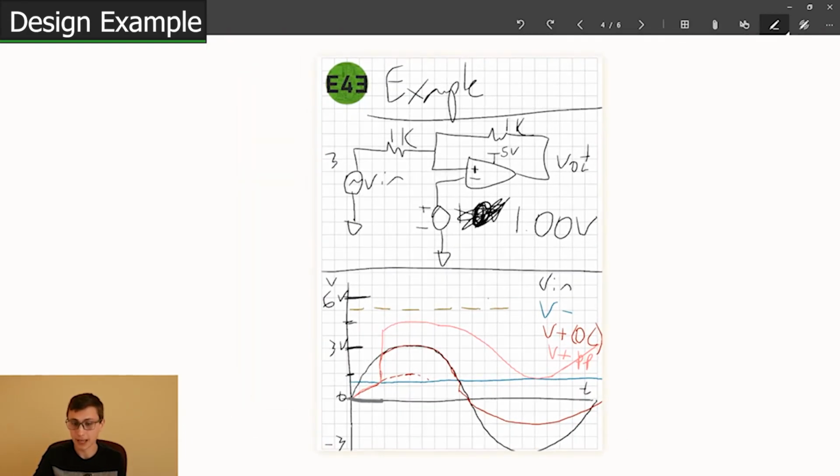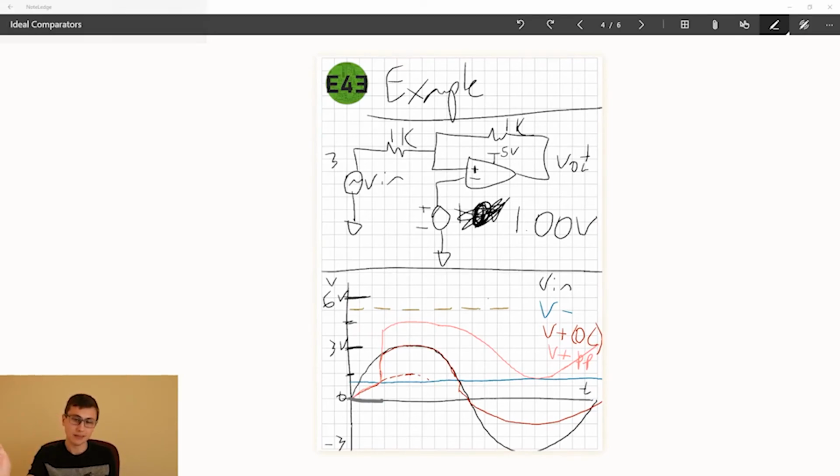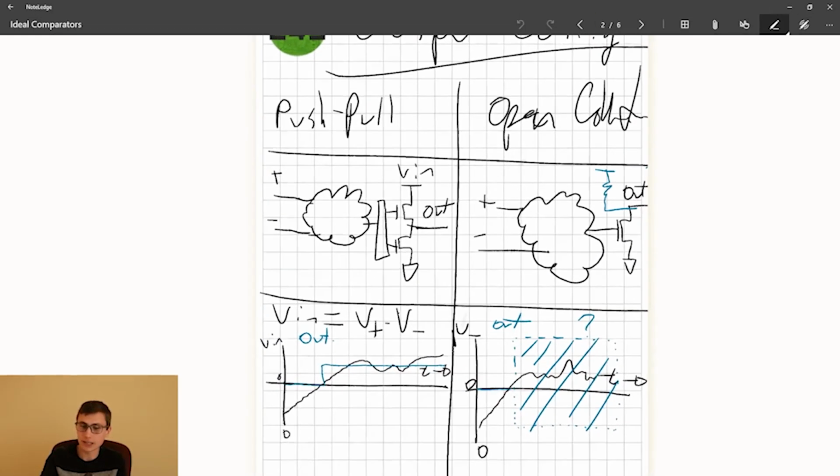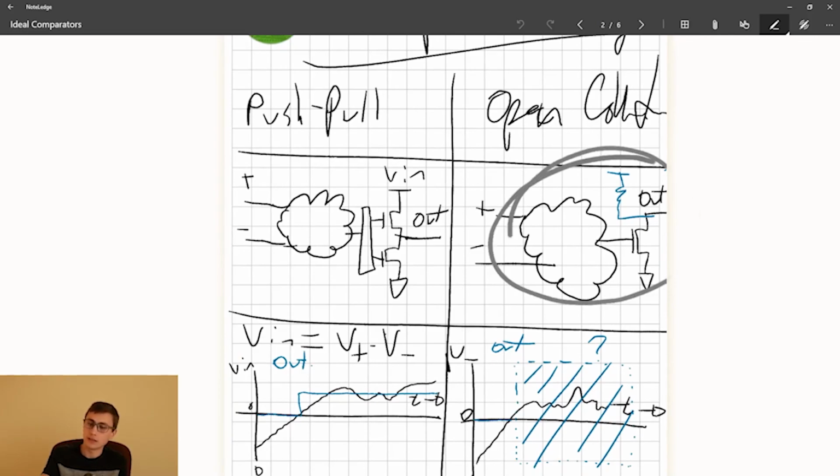Okay, that was an ideal comparator. Hopefully you were able to follow that example. Yeah? Maybe? Maybe that was a little bit too much to go from DC steady state analysis to AC circuits. But I needed to get some voltage transients in there to really express the difference between a push-pull and an open collector comparator. It's really not that complex. What we're really looking at is the difference between an open collector output stage and a push-pull output stage.